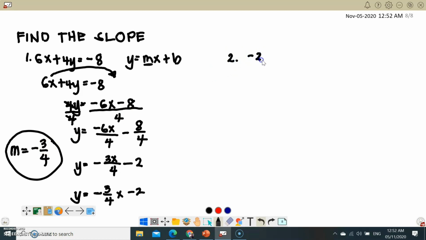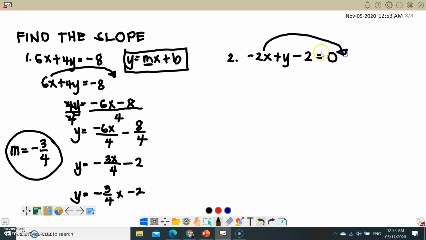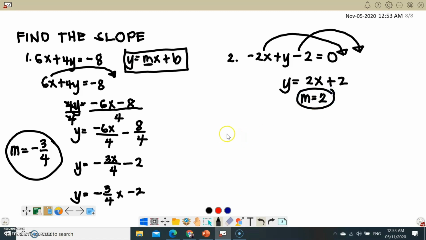Okay, let's try one more. So we have here negative 2x plus y minus 2 is equal to 0. So we need to transform this equation into slope-intercept form. Of course, following this form, y is equal to mx plus b. So we need to transpose negative 2x to the other side of the equation. From negative 2x, it becomes positive. Negative 2, transpose it to the other side of the equation. From negative 2, it becomes positive 2. So we now have y is equal to 2x plus 2. And from here, we can now identify what is the slope. So the slope now is equal to positive 2.